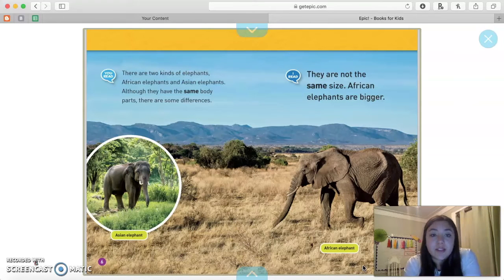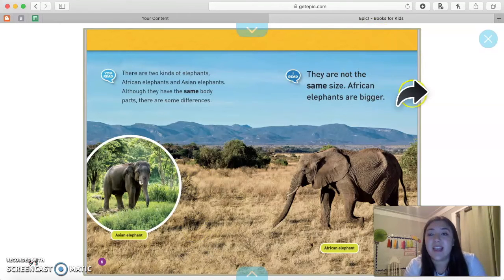There are 2 kinds of elephants, African elephants and Asian elephants. Although they have the same body parts, there are some differences. So here is another bolded word, the word same. And I see 2 more real pictures. And then right below those pictures, I would say this is a caption. So this tells me that this is an African elephant, and this tells me this is an Asian elephant. So captions, remember, go with photographs to tell us more about it.